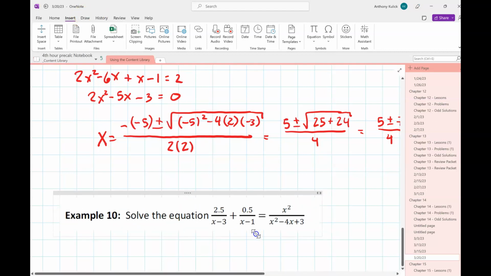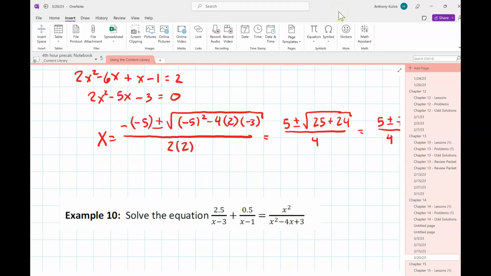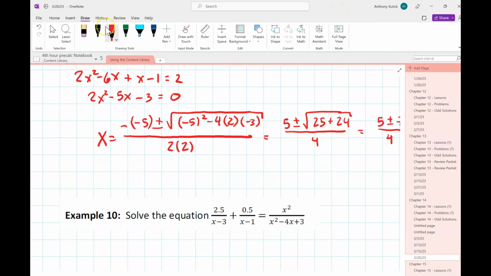So here I have 2.5 over x minus 3 plus 0.5 over x minus 1 equals x squared over x squared minus 4x plus 3. What's the first thing I should do before trying to figure out what I need to multiply both sides by? Great, factor all the denominators, specifically x squared minus 4x plus 3. What does that one factor to? Negative 3 and negative 1.